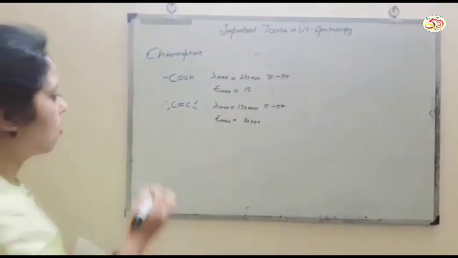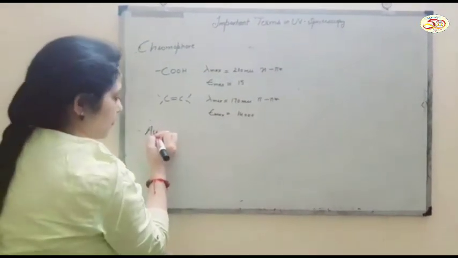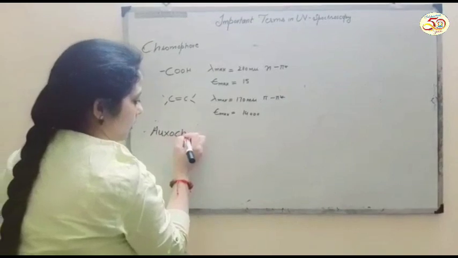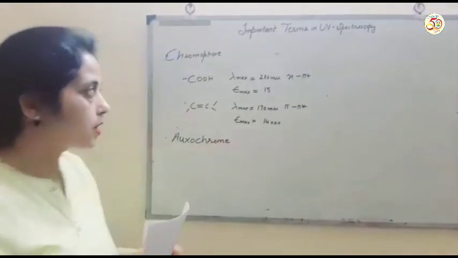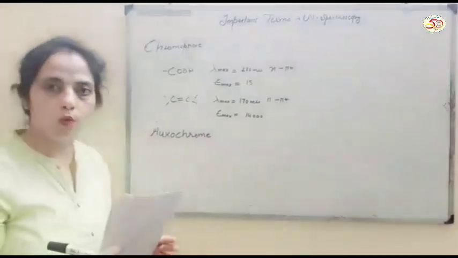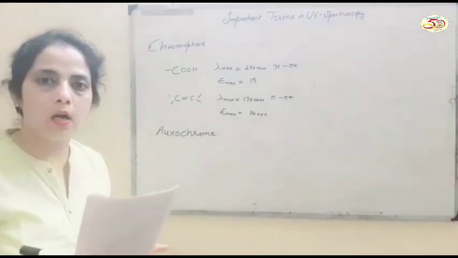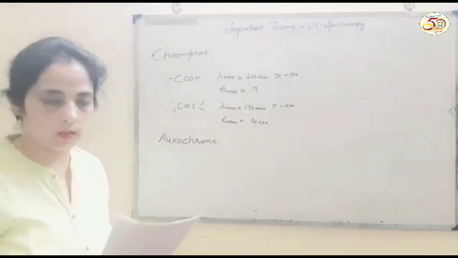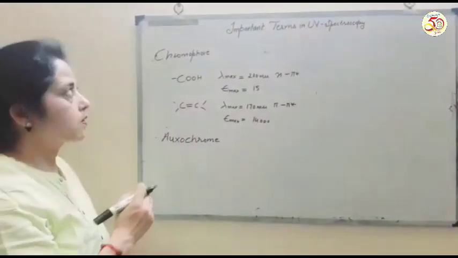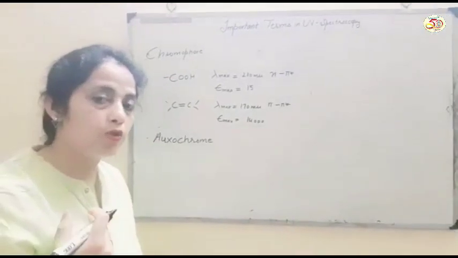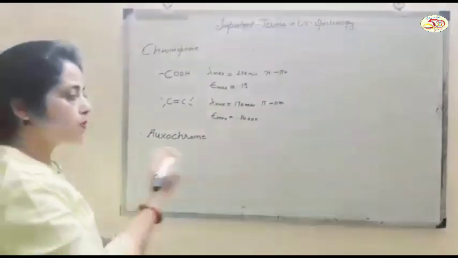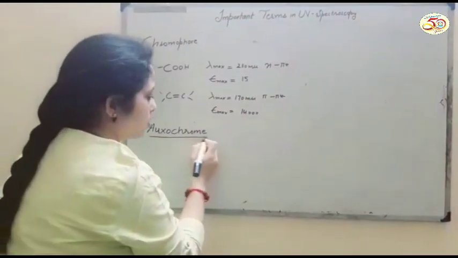Now, what is an auxochrome? There are certain groups attached to a chromophore which shift the lambda to longer wavelength. Those groups which, when attached to a chromophore, cause lambda to shift to longer wavelength are called auxochromes.